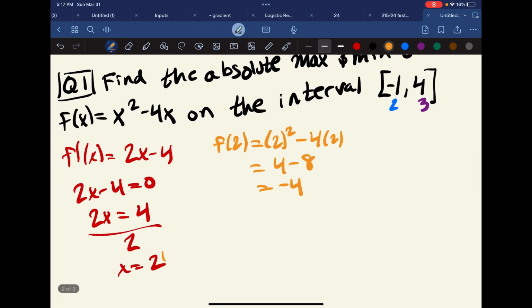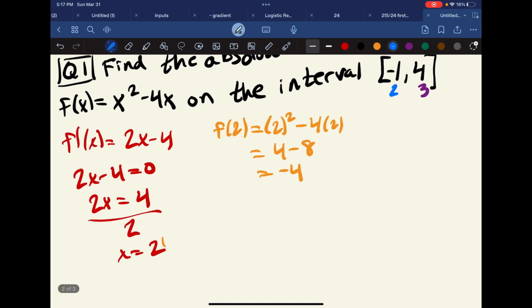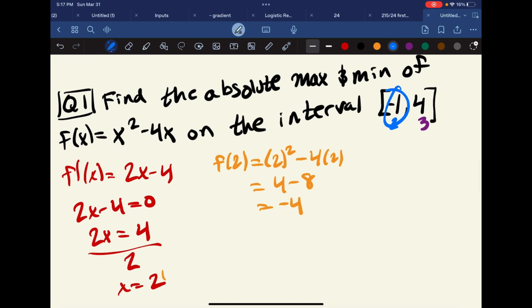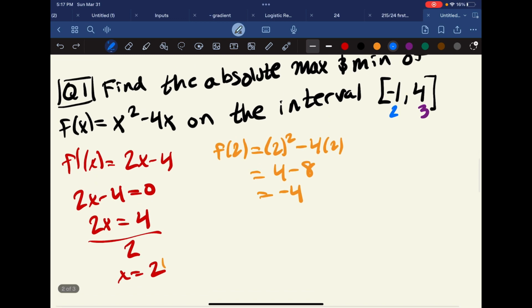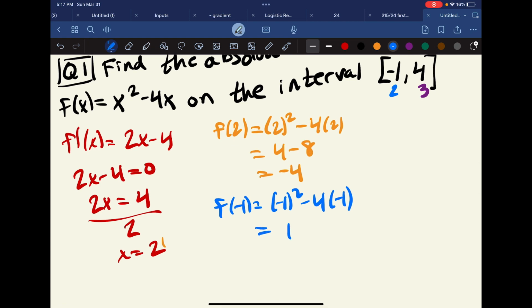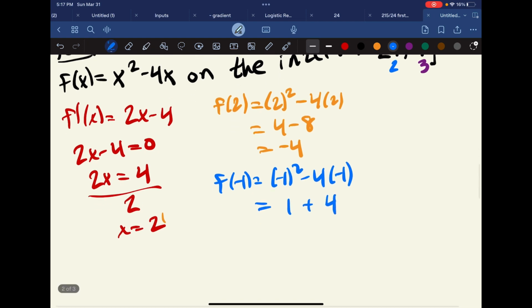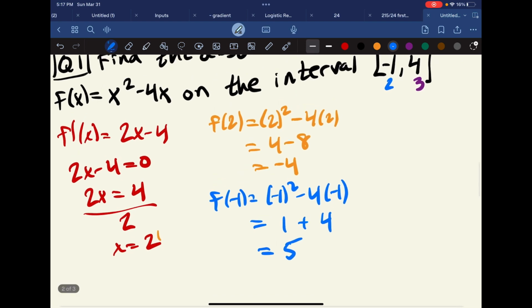It's going to be 2 squared minus 4 times 2, which is just 4 minus 8, which is negative 4. Then we plug in negative 1, because that's our first endpoint. That's another candidate for a max or a min. So f of negative 1 equals negative 1 squared minus 4 times negative 1. That's going to be 1 plus 4, because we got that double negative there. So that's just going to be 5.